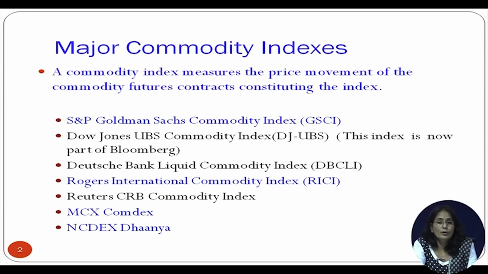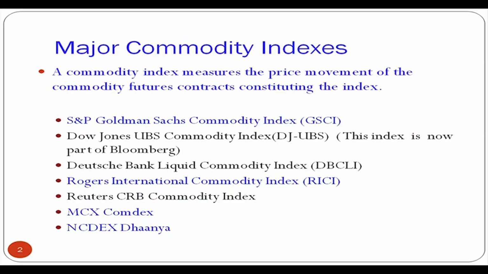Some of the indices I have mentioned here, and commodity indices are quite a few. At this point of time, Bloomberg publishes around 100 commodity indices constituting futures contracts of different underlying. In this particular slide, I have only listed out some of the indices. So what are these indices?